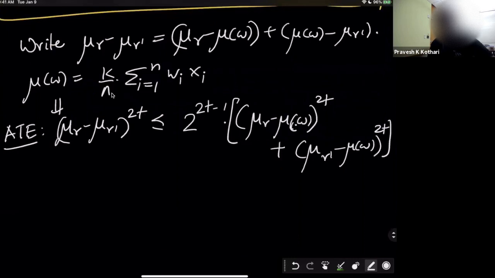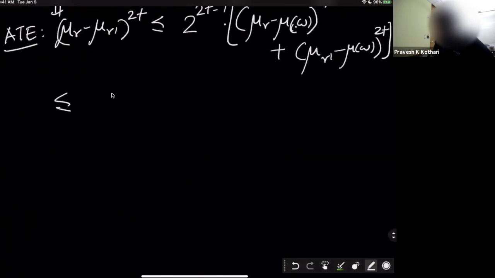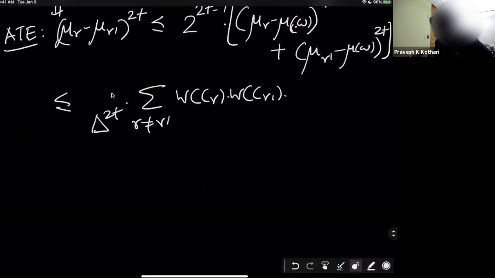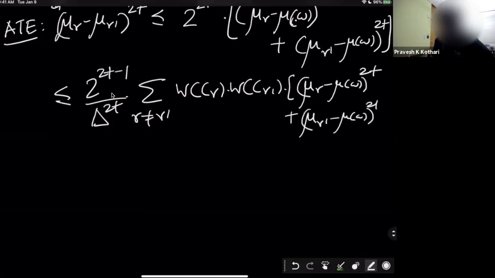Still agree? Okay, this is the most complicated fact I'm going to use. So hopefully this is clear. Good. So if I now apply this fact to this line over here, what do I get? I get that the sum of the cross terms is upper bounded. Here was mu r minus mu r prime to the 2t. I'll replace it by this conclusion of the almost triangle inequality. I'll pull out this 2 to the 2t minus 1 outside, and write it as mu r minus mu of w to the 2t plus mu r prime minus mu of w to the 2t.